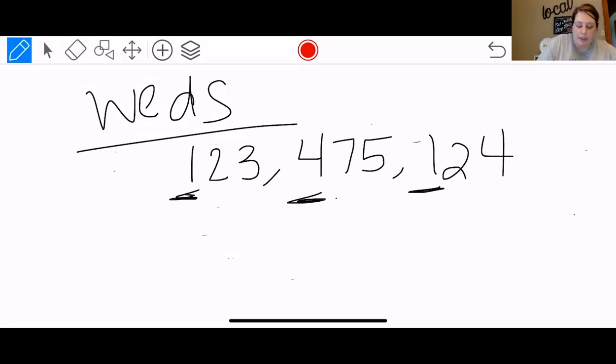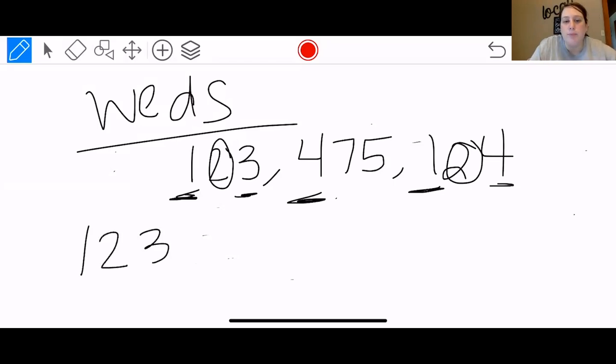So that means I need to look at the tens place, which I'm circling. Those are also the same number, so that's not going to help me. So let's go to the last place, or the ones place. I have a 3 and I have a 4.